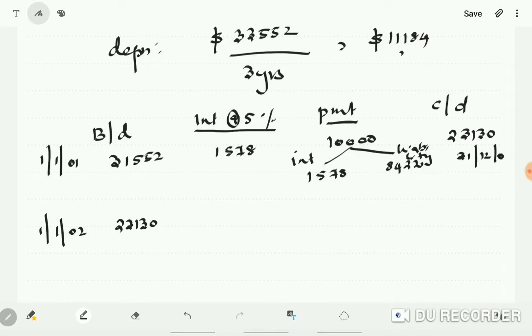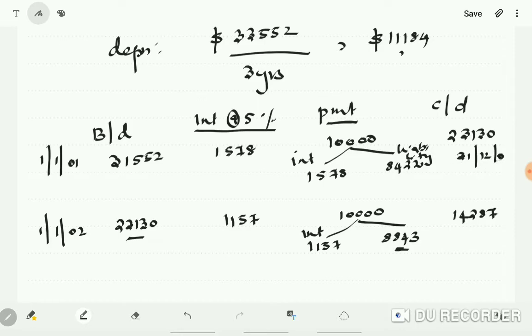At 5% interest, it is 1,157, and the lessee will again make a payment of 10,000. 1,157 is for interest, and the remaining 8,843 is for the lease liability. So the closing balance is 23,130 minus 8,843, because he paid that lease liability. So the remaining is 14,287.